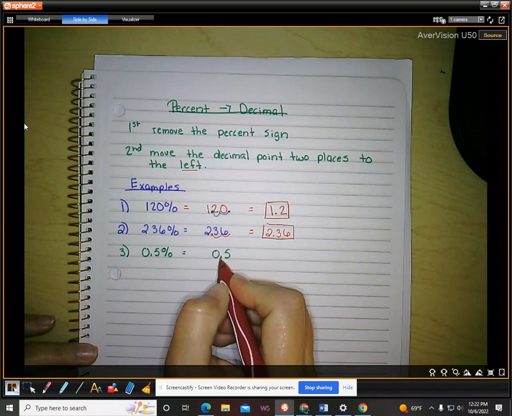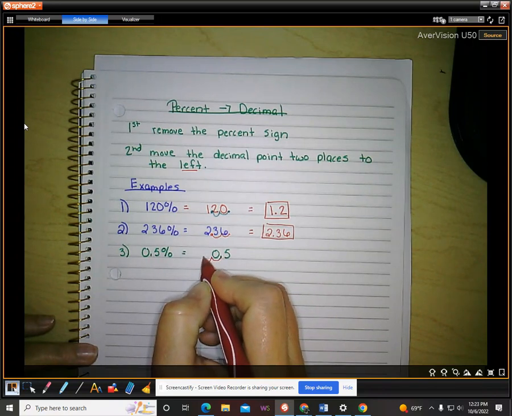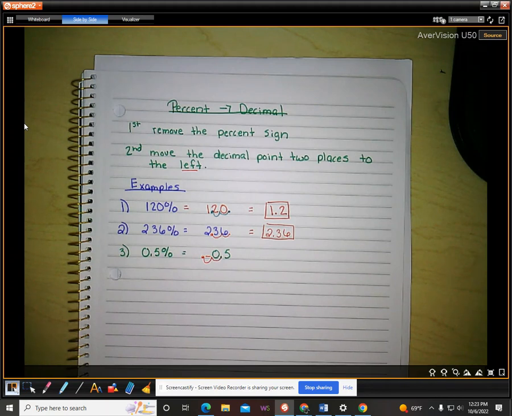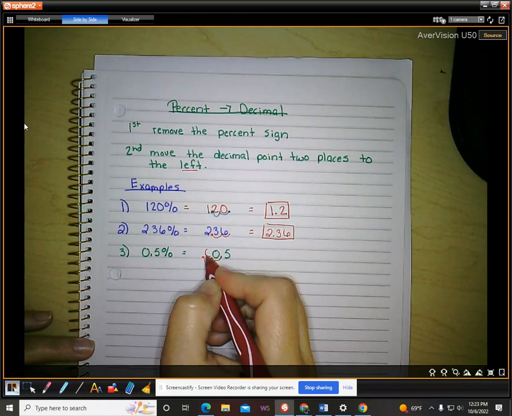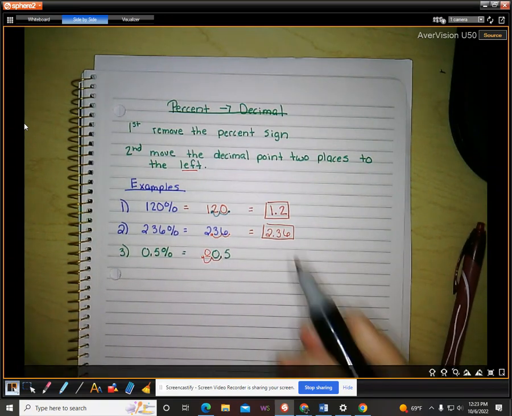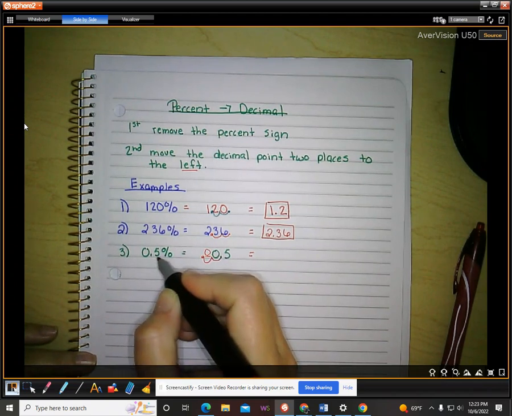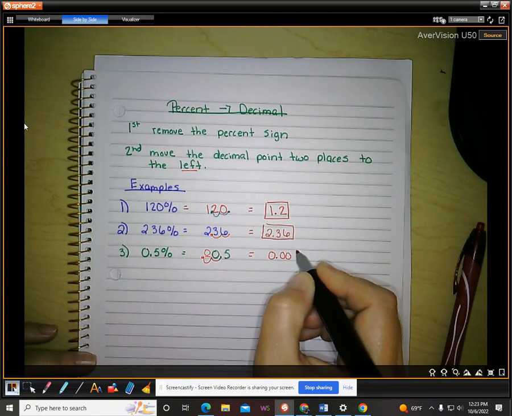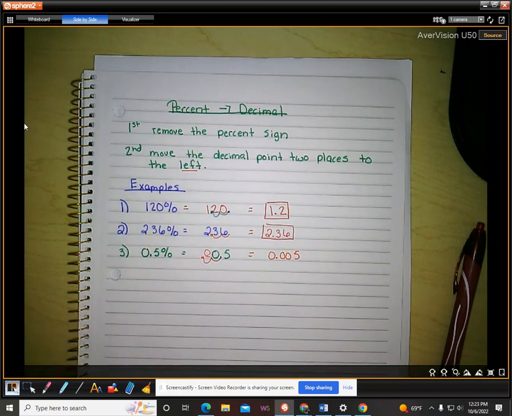Then you're going to move that decimal point to the left 2 places. What do we fill empty spaces with that don't change values, Scarlett? Perfect. So as a decimal, 0.5% would be 5 thousandths.